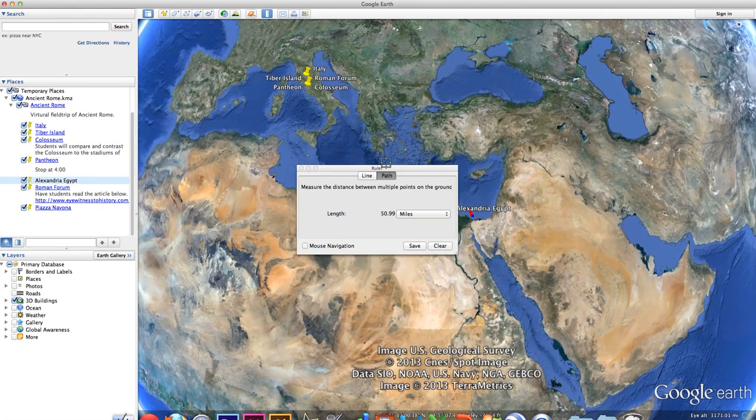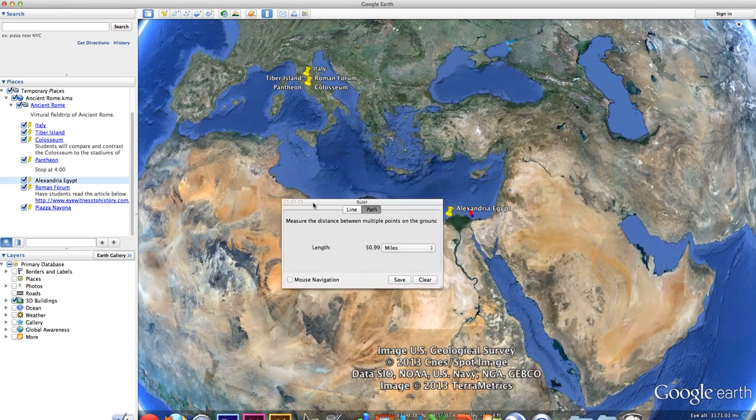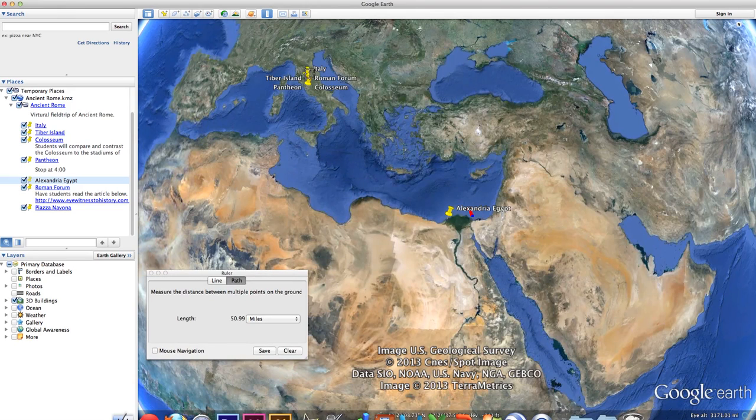So we are going to use what's called a ruler, and we are going to find out exactly how many miles they had to travel. Anyone have any guesses? Okay, so we'll start right here, and we will draw this line all the way down here. Okay, so 2,800 miles.